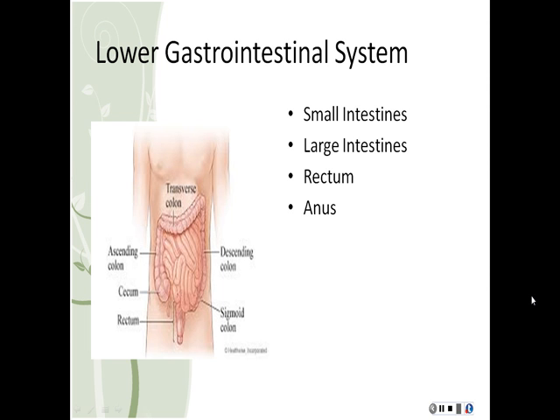So the lower GI tract includes the large and small intestines, along with the rectum and anus. The small intestine, as a review, is where digestion is completed and nutrients are absorbed, and then the large intestine is responsible for indigestible material. The mucosa also absorbs significant amounts of water, vitamins and minerals. And then the rectum and anus are the end of the lower GI tract where feces is eliminated from the body.